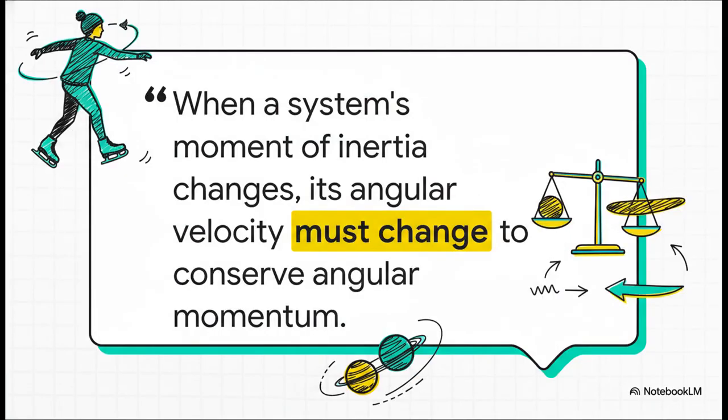This really just says it all. It's a cosmic trade-off. If you change how your mass is spread out, your spin speed must change in the opposite way to keep that angular momentum constant. The universe is a very strict accountant.